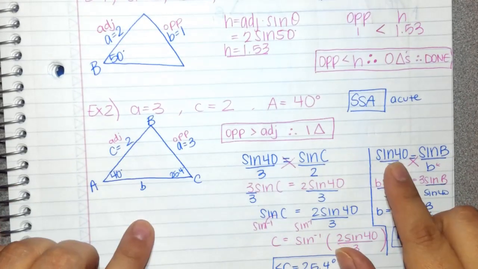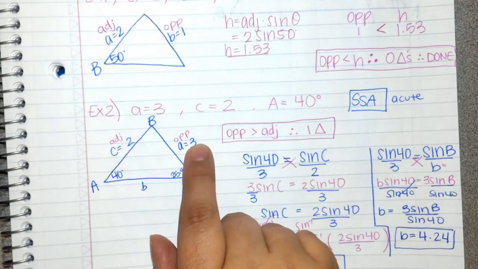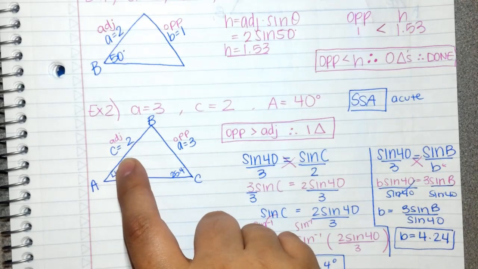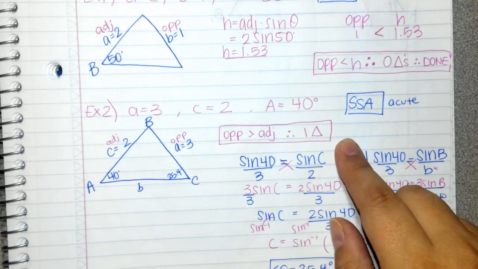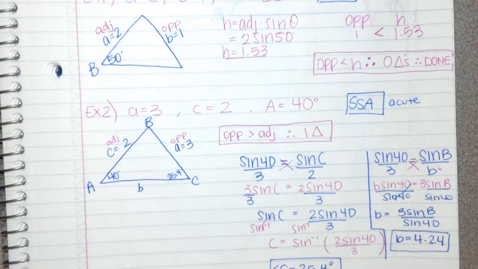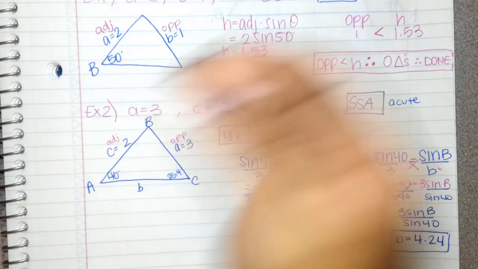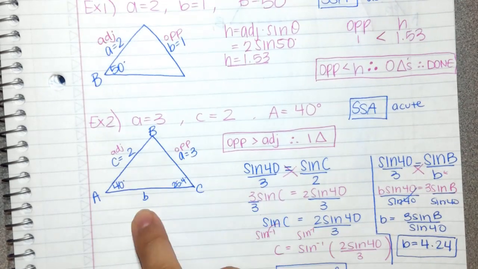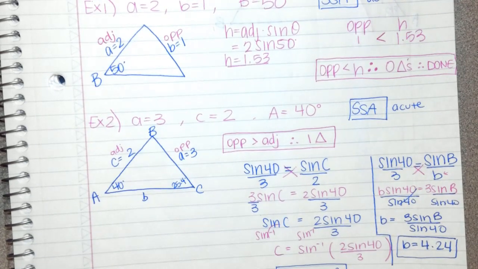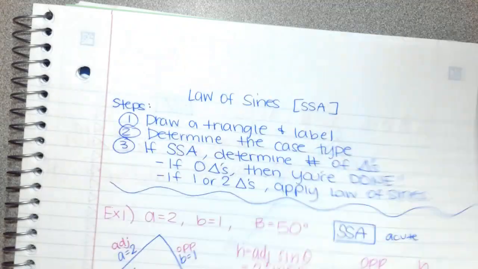However, on number 2, we did this. My opposite was bigger than my adjacent. So how many triangles did I say that was? 1. We know it's 1 triangle. Now we're going to just use law of sines like we did before to figure out all the other information. So we found C, we found B, and then we found side B.